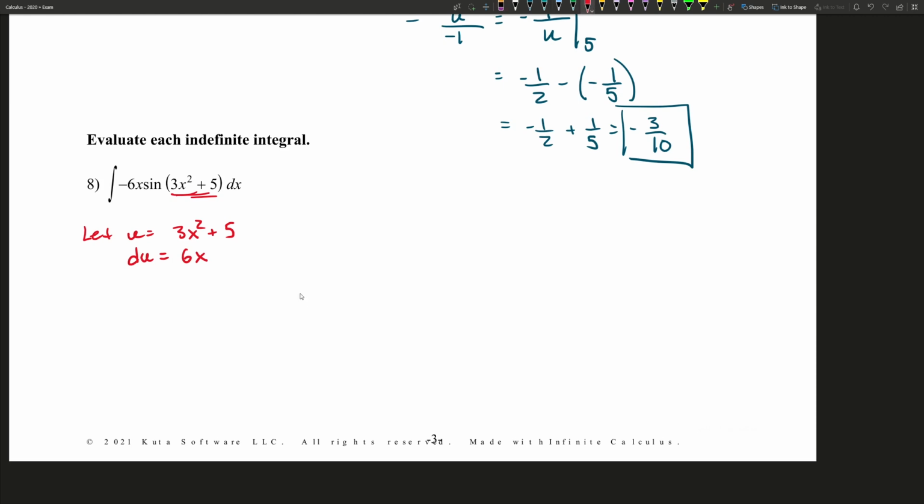But if we rewrite this integral, we get the integral of negative 6x sine of u times dx. And again, you should notice that 6x times dx, well, that's just du. And also there should be a dx right here. So du is 6x dx. Then we can just rewrite this as negative sine of u du.